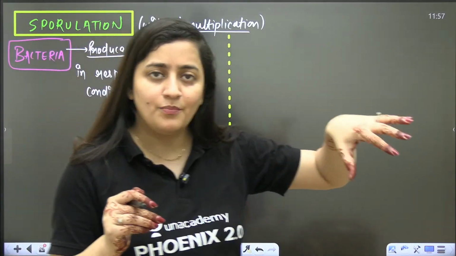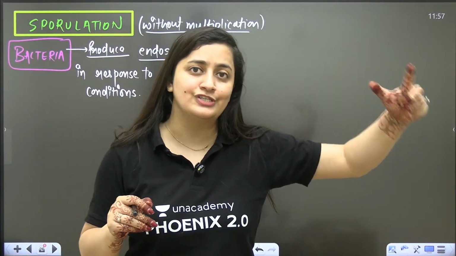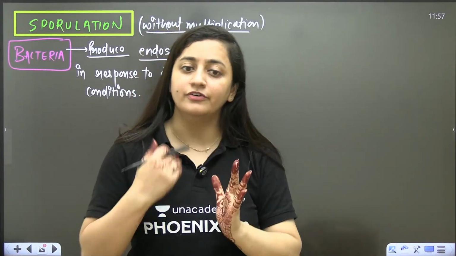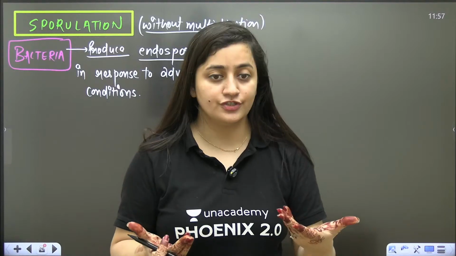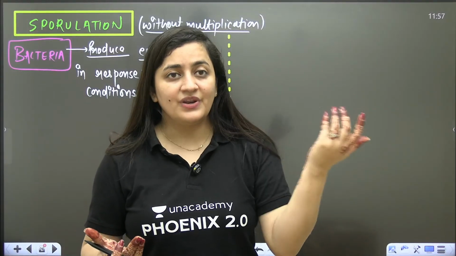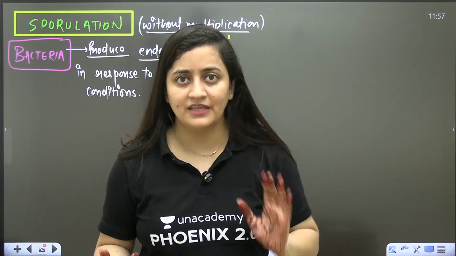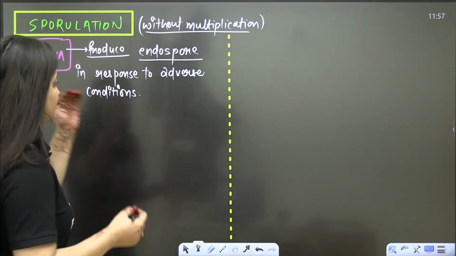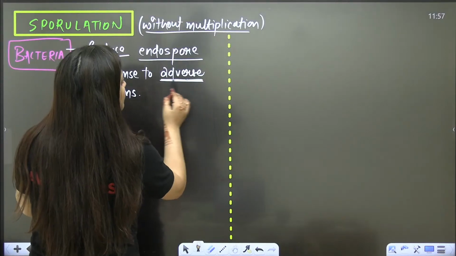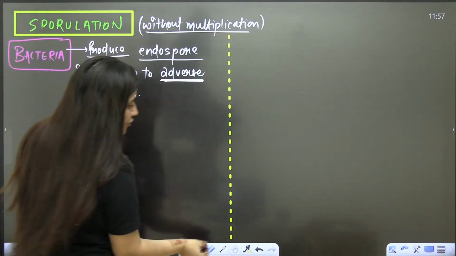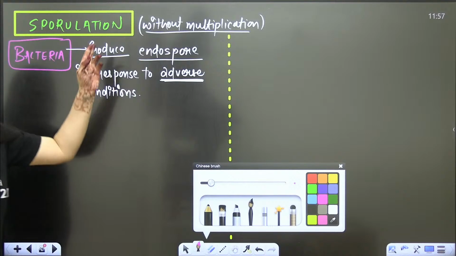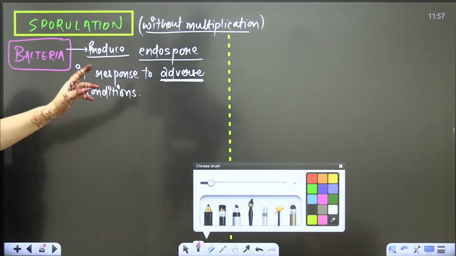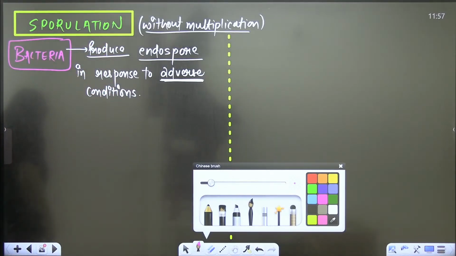Same way for bacteria, if environmental conditions are favorable, they'll go for binary fission, they'll multiply. Let's say conditions are not favorable, that temperature or the surrounding is not in favor of that division. Bacteria can even die. So when the conditions are adverse, the bacteria form the spore, and we call it the endospore. Endo means inside, so they'll produce it inside the bacterial cell.